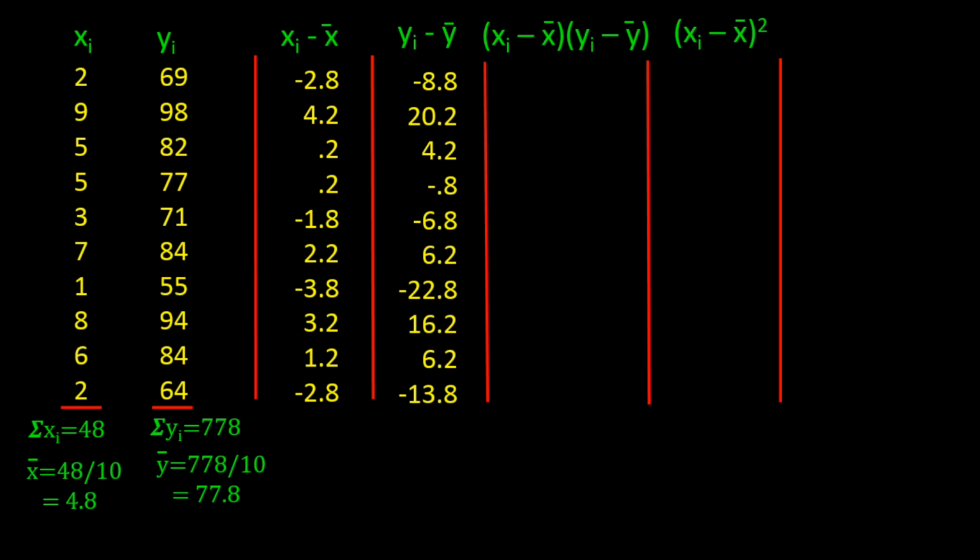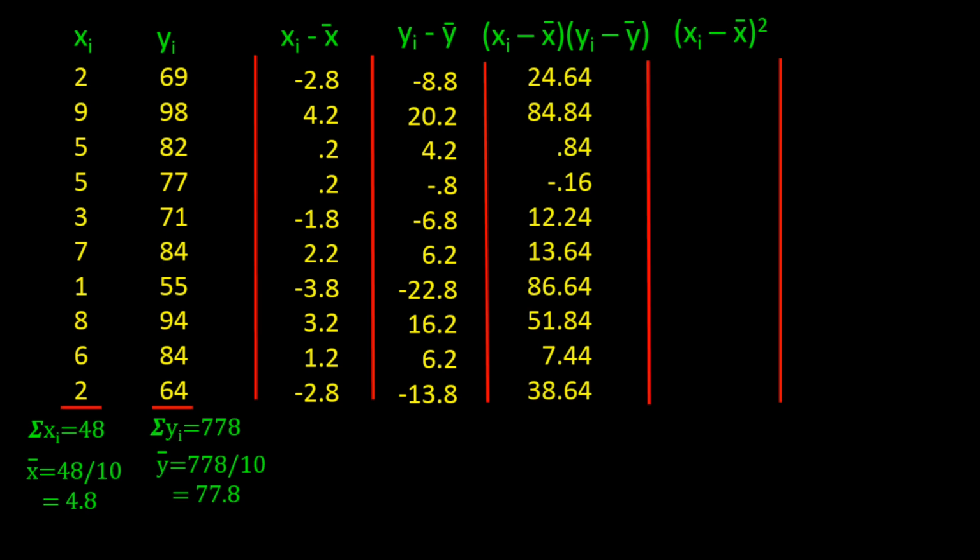Now that we have columns 3 and 4, we're ready to get column 5, and that will be each number in column 3 times each number in column 4. And here are the numbers we would get. Let's take a look at the first number. The first number is 24.64, and we get that by taking negative 2.8 times negative 8.8, and that gives us 24.64, and so on down the whole column.